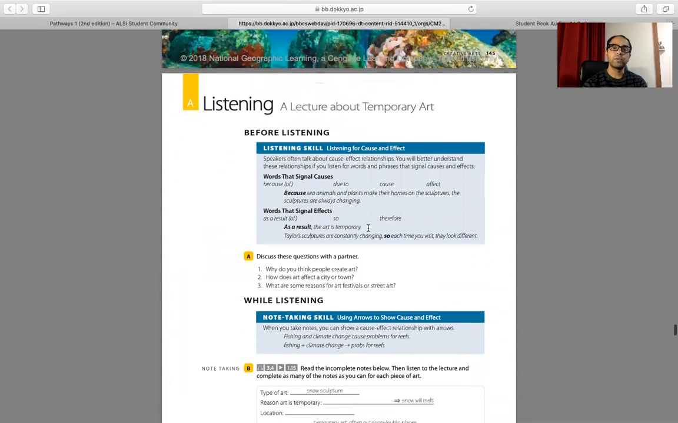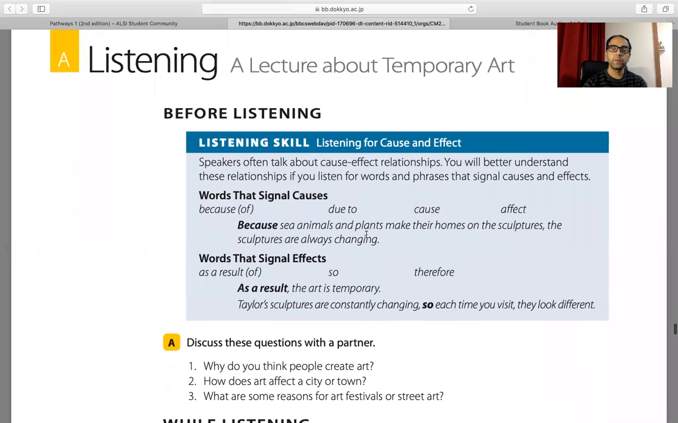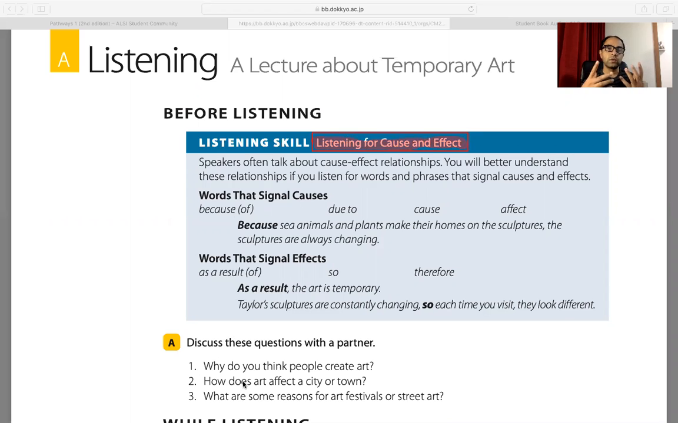Now, before we go to the main listening, there are some important points to talk about, okay? The most important point is that today's listening is mostly about listening for cause and effect. Cause and effect means reasons and results. How do you know what the speaker is talking about?